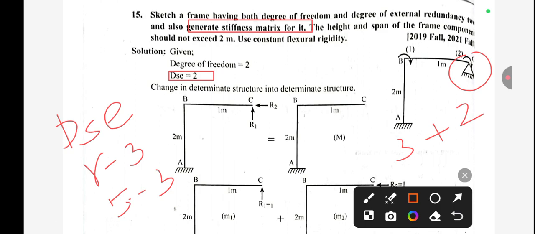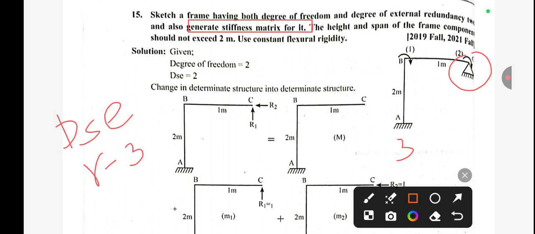Now you can see here we have this frame, okay. And now if we have the value of DSE equals 2, it means the given frame is indeterminate by the 2, okay. So degree of freedom equals 2 and DSE equals 2. So we need to apply two different redundant forces. You can see here, because DSE equals 2, so we need to apply R1 and R2 as redundants.